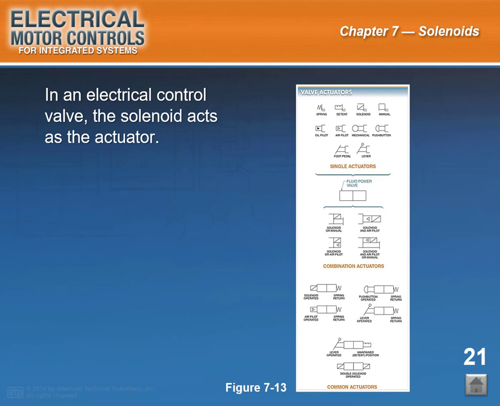In an electrical control valve, the solenoid acts as the actuator. See figure 7-13. A manual directional control valve uses a handle to change the valve spool position. An electrical control valve uses an actuator to change the position of a valve spool. In an electrical control valve, the solenoid acts as the actuator.